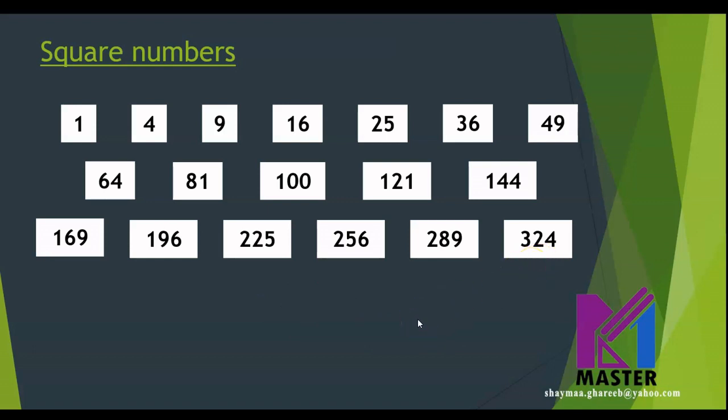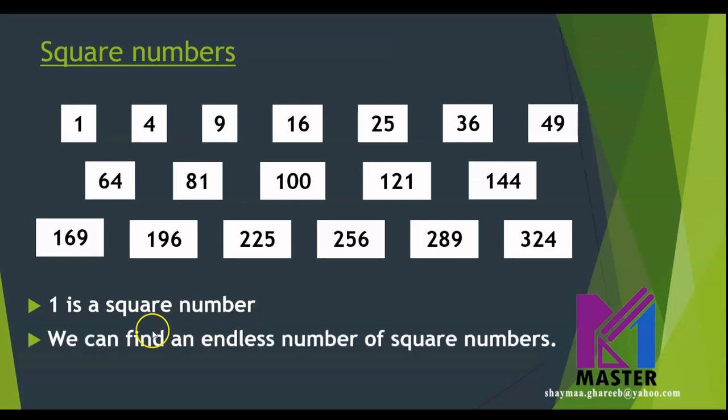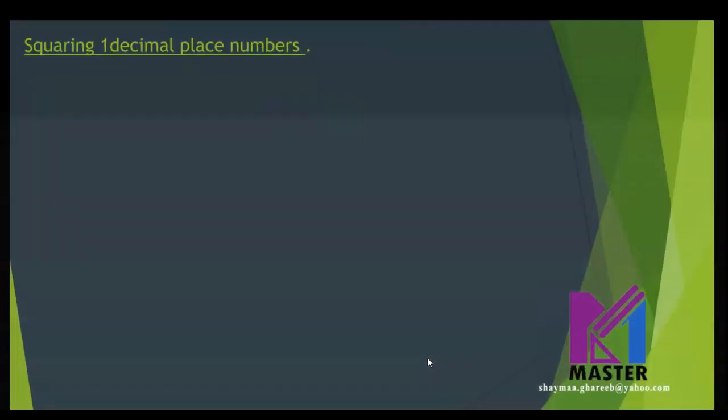which is the square number of 18. Is this clear? Now, we can say that 1 is a square number, and we said about the one before that 1 is a very special number. It is a square number, it is a cube number, and it is a triangular number. And we can find an endless number of square numbers.